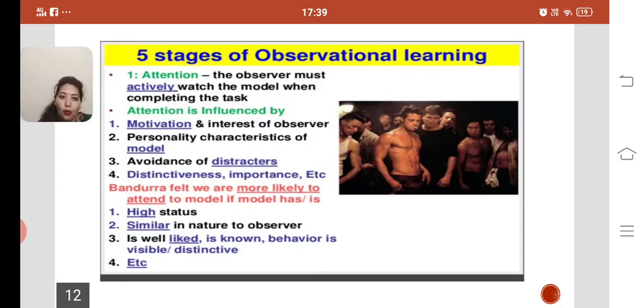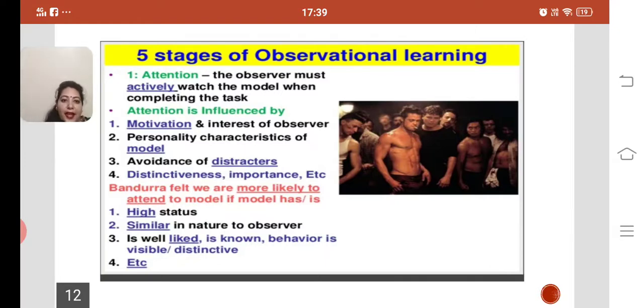The third is the avoidance of distractors. There should not be any distractors during the attention. If you are attending to one thing, you should not attend to some other thing at the same time. Then distinctiveness and importance also.